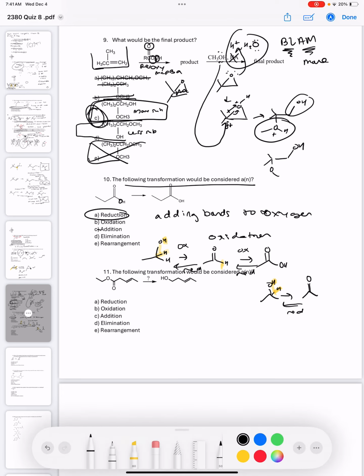Addition is when you have a double bond and you add something to it. Elimination is when you create a double bond, and rearrangement is movement of a carbocation. So none of those are right. So that's kind of how I get my answer.